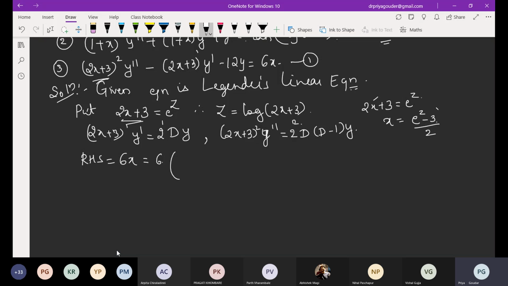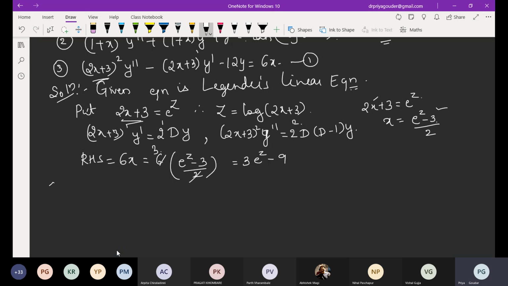All of you agree with this step? If it is given directly, no problem. If not, we can also convert. RHS should be converted as a function of z. So what do we get? e raised to z minus 3 divided by 2. Am I right? 2 ones are 2, 3 twos are 6... so we get 3 e raised to z minus 9. Okay, is the part clear?